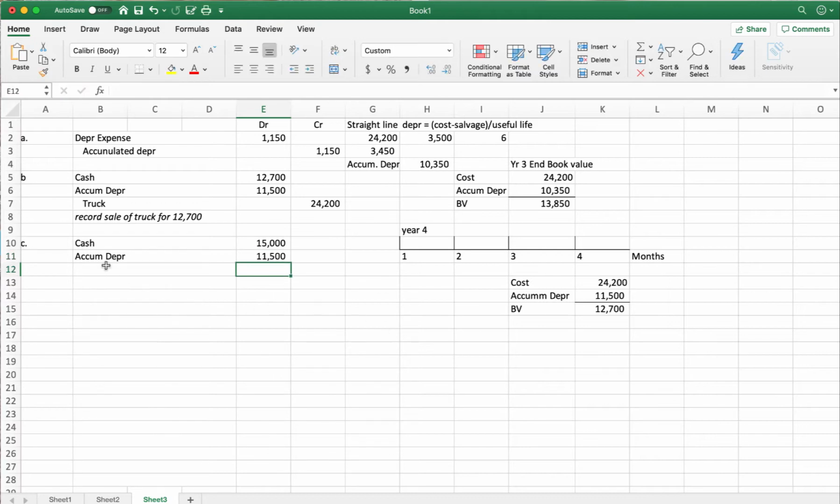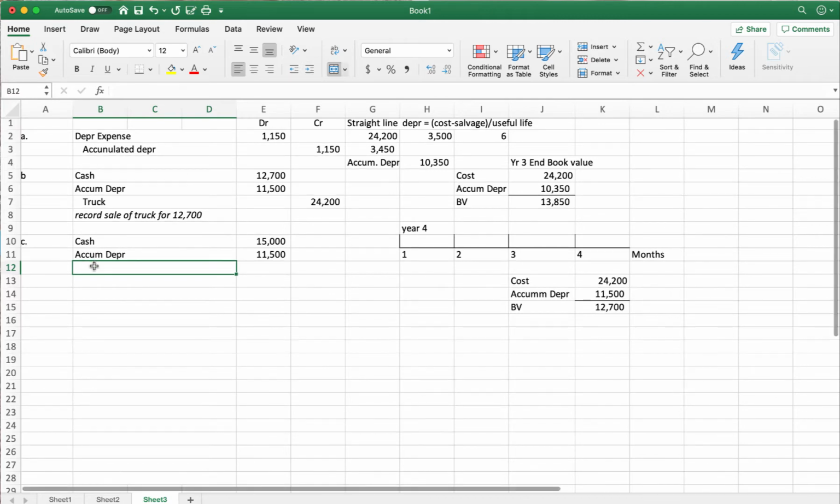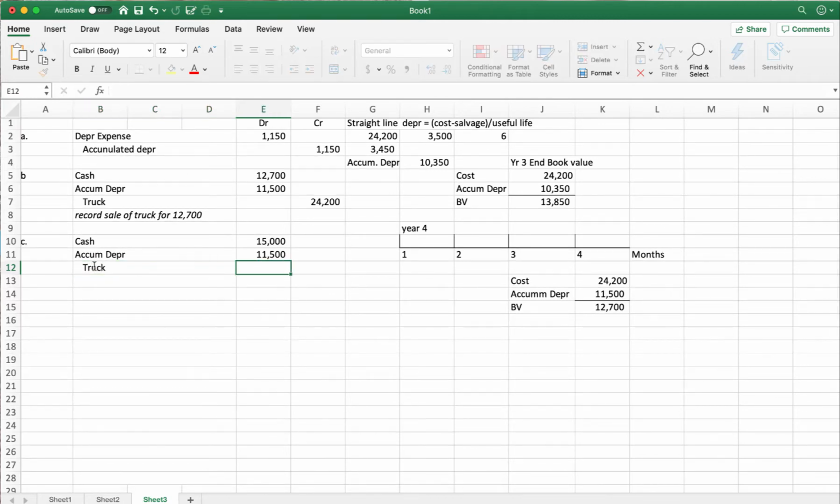Okay? The next thing we need to do is get the asset off the books. So I'm going to get the truck off the books. What do I have to get it off the books at? I get it off the books of whatever it's on the books for. We always book plant assets at the acquisition cost. What's our acquisition cost? $24,200. Okay?